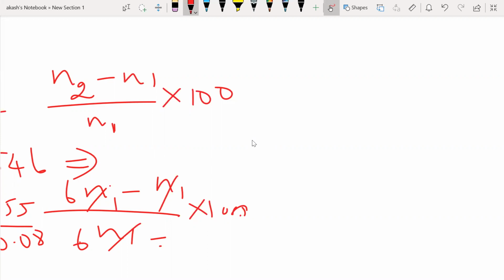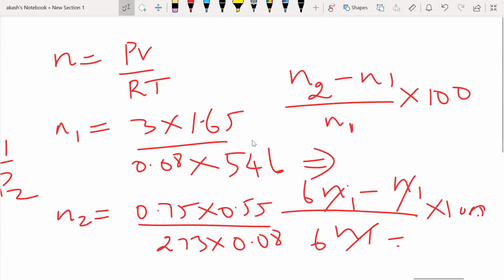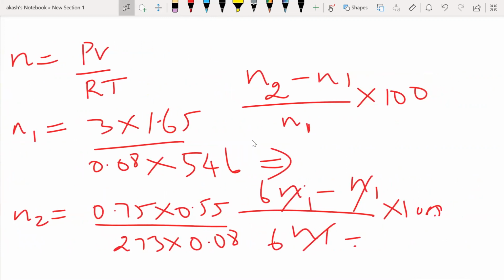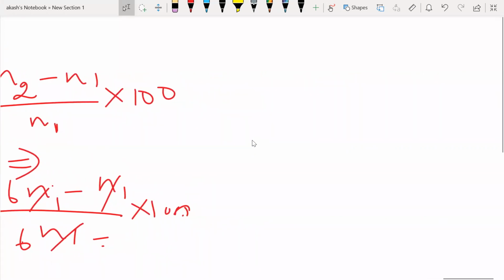Now go to the ninth question. I hope everybody understood. It's pretty simple. I just used the ideal gas equation 2 times and calculated how much percentage has escaped. You can do it in however way you want, calculating the percentage. But this is pretty common: calculating N1 and N2, then doing it however feasible you feel it to be. Okay, next question.